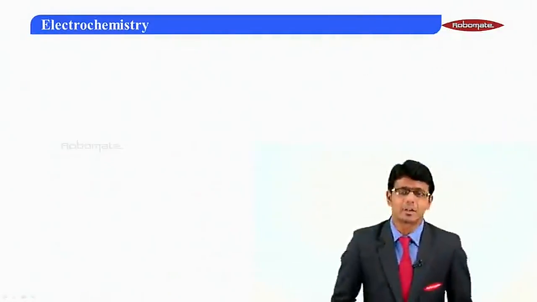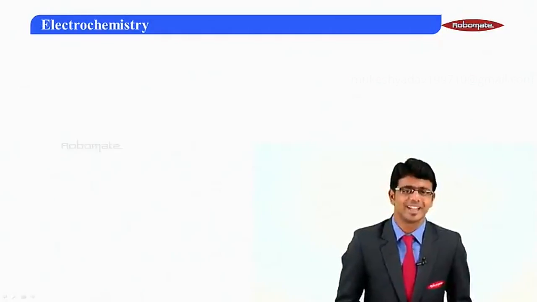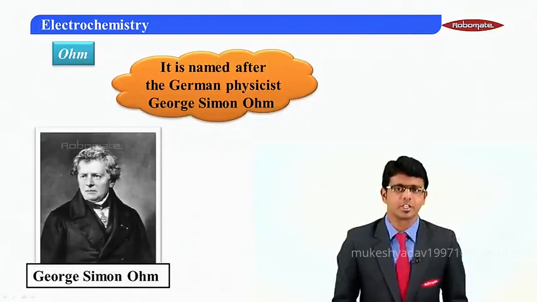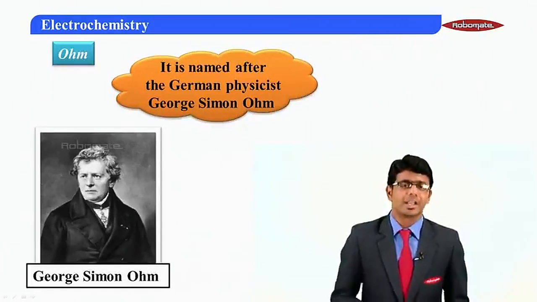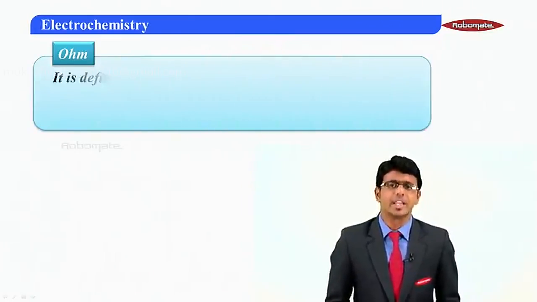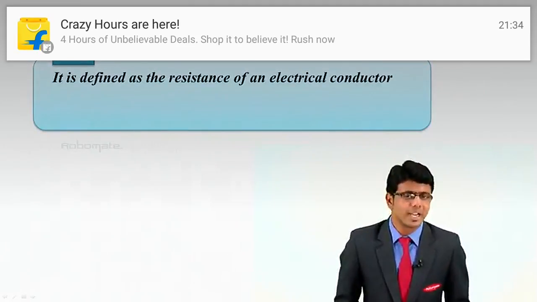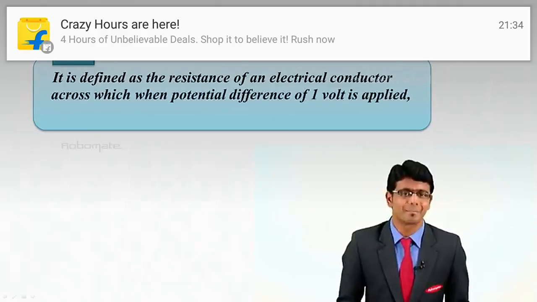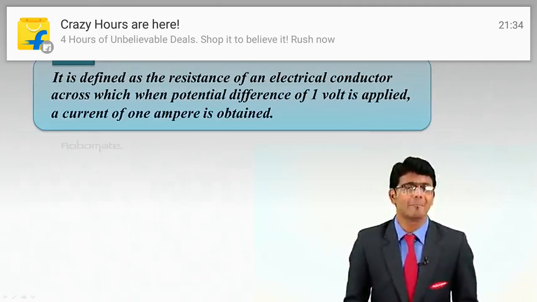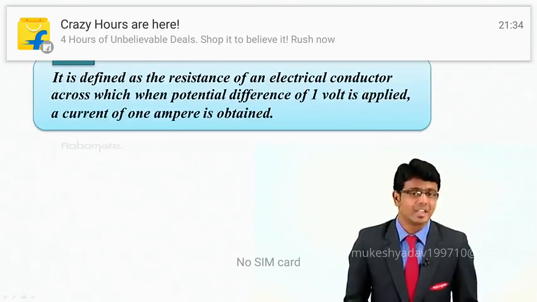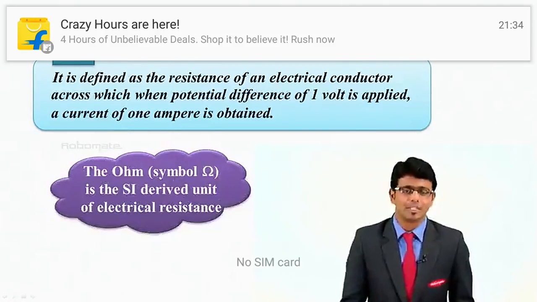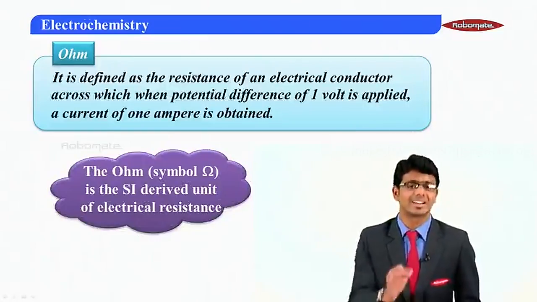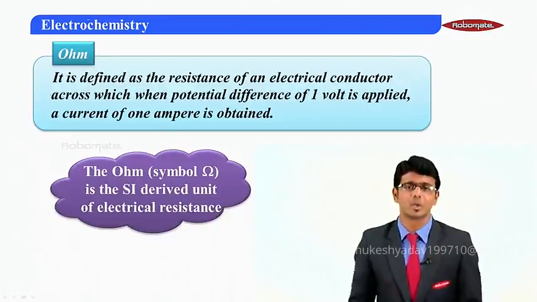Let's have a look at another electrical unit, the ohm, which was named after the German physicist George Simon Ohm. We define the ohm as the resistance of an electrical conductor across which, when a potential difference of 1 volt is applied, a current of 1 ampere is obtained. It is the SI derived unit for electrical resistance, symbolized as ohm. So that was with respect to the ohm.